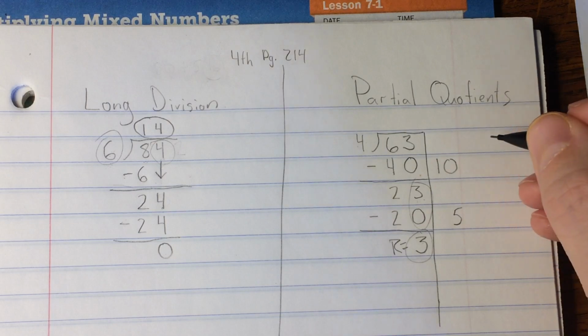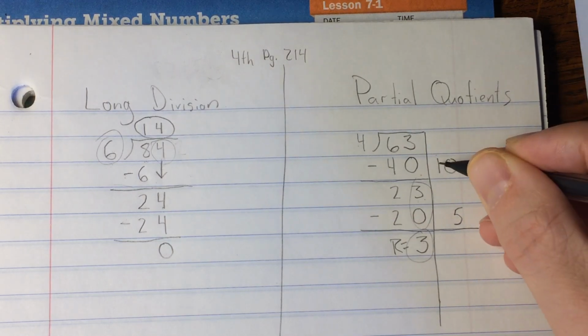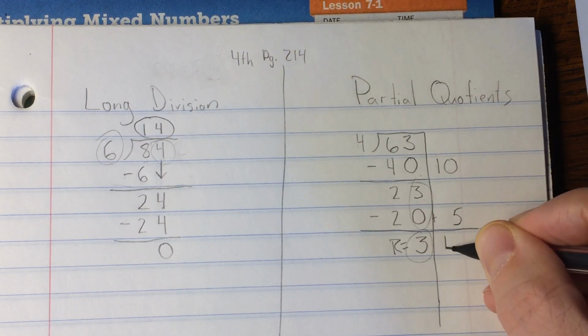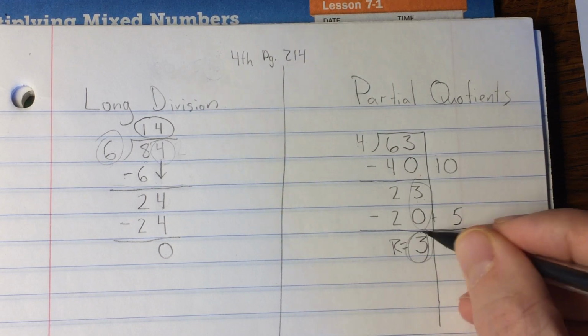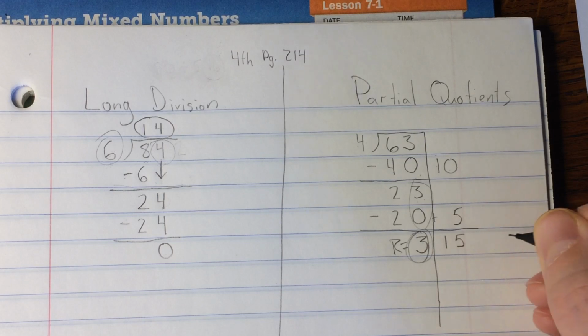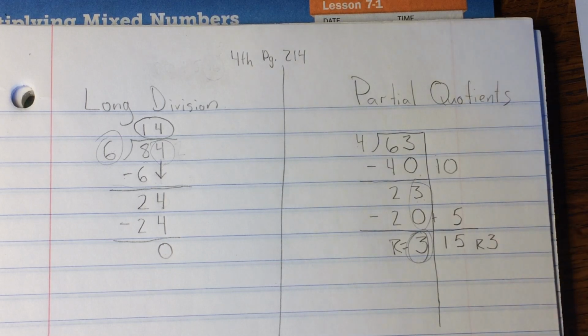So what we're going to do, we're going to take what we have on the right-hand side here and add them up. What's 10 plus 5? That equals 15. And how much do we have left over that we just couldn't divide anymore? This tells us we have 15 sets with a remainder of 3.